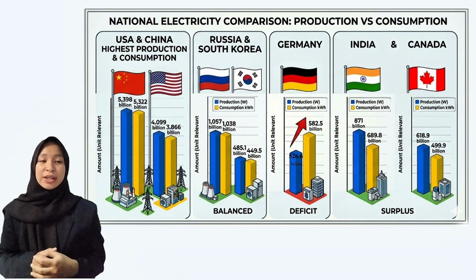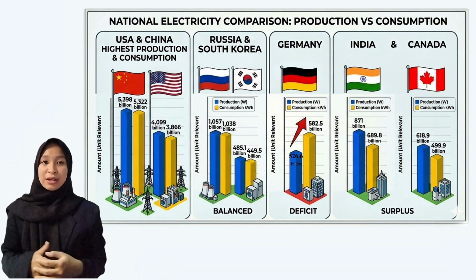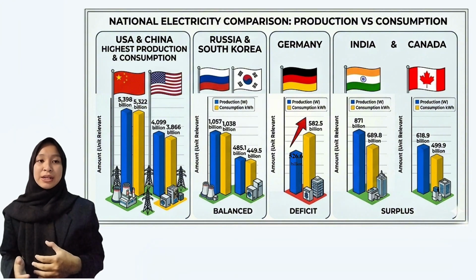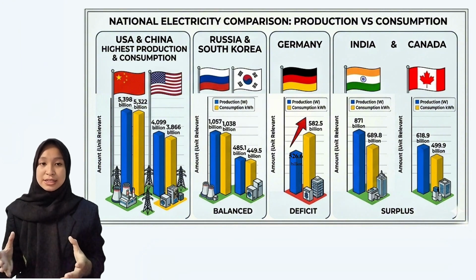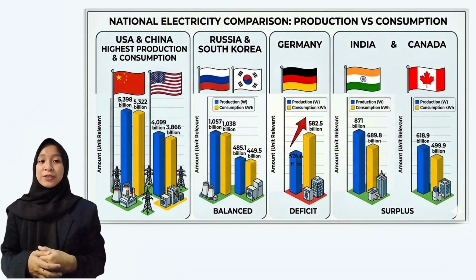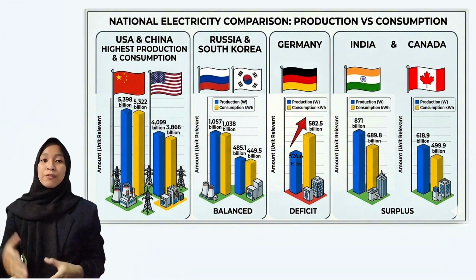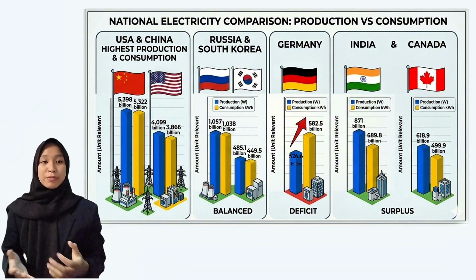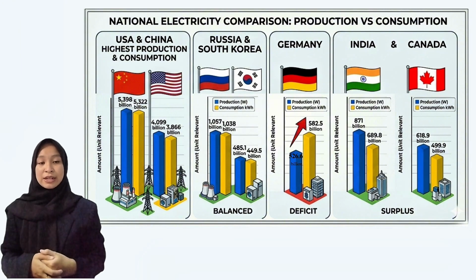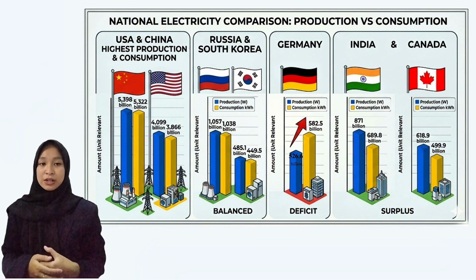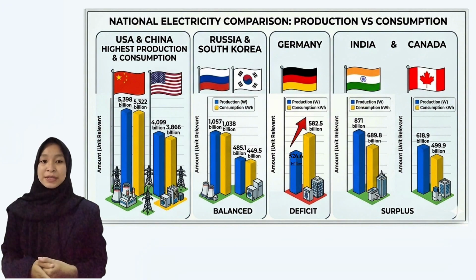Meanwhile, Russia and Korea demonstrate relatively balanced electricity figures because the differences between production and consumption remain relatively small. In contrast, Germany experiences a production deficit since electricity consumption exceeds electricity production. Furthermore, India and Canada show electricity production surpluses because both countries produce more electricity than they consume. Therefore, the infographic reflects different economic conditions, industrial capacities, and electricity demands across countries.